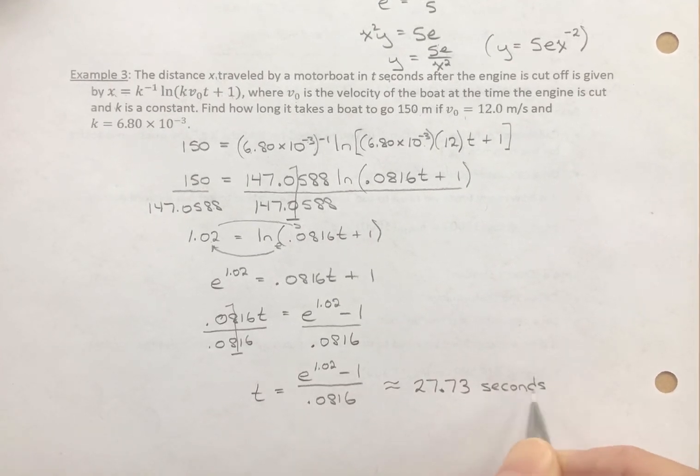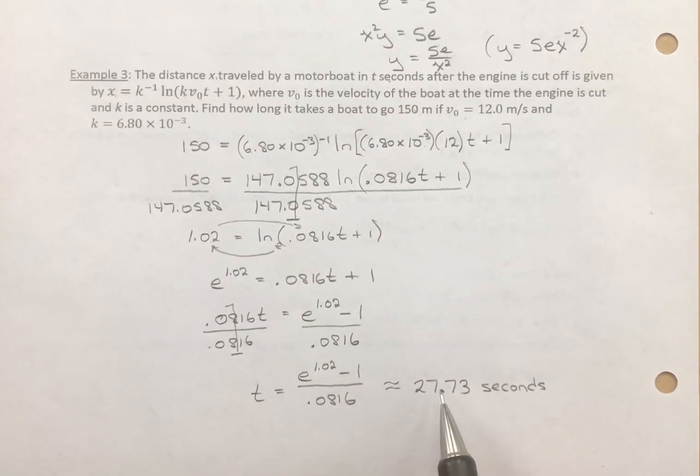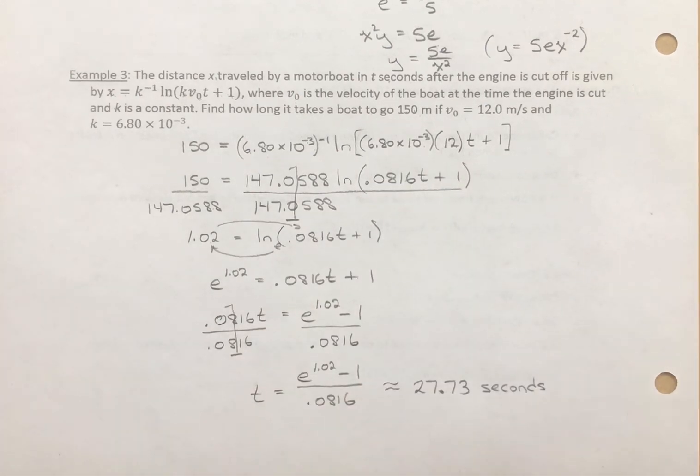seconds. How long does it take? T seconds. So there you have it. It takes about 27.73 seconds for that boat to go 150 meters in this scenario.